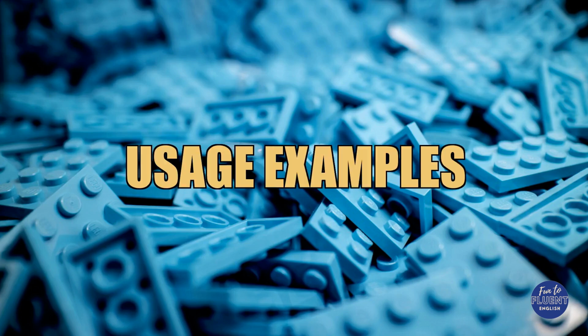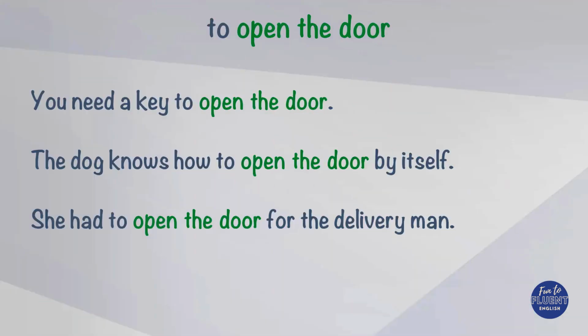Usage examples. To open the door. You need a key to open the door. The dog knows how to open the door by itself. She had to open the door for the delivery man.